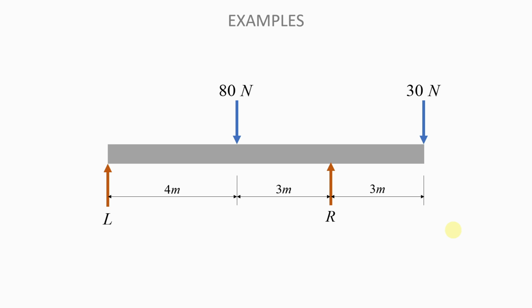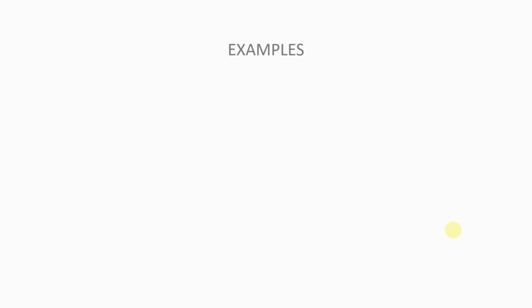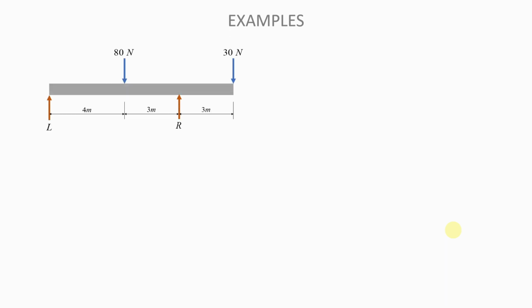So how are you going to do that? This is the beam that we have. In order for us to be able to draw the shear force diagram and the bending moment diagram, the first thing that we need to do is to find the reactions.